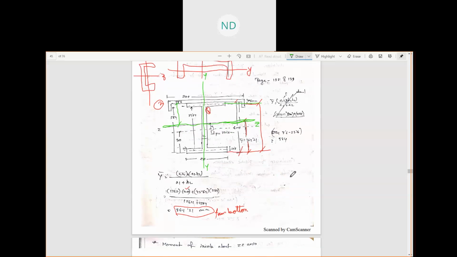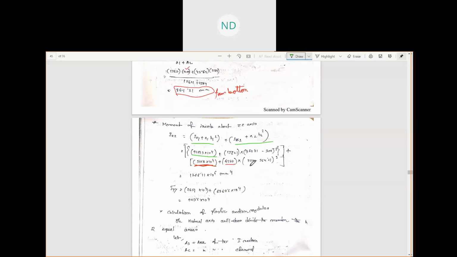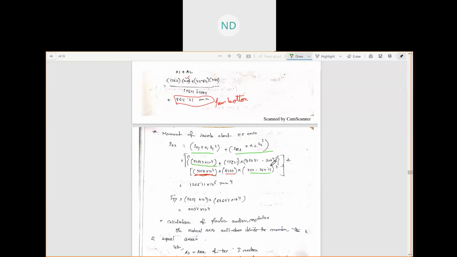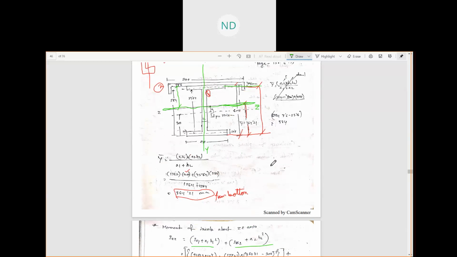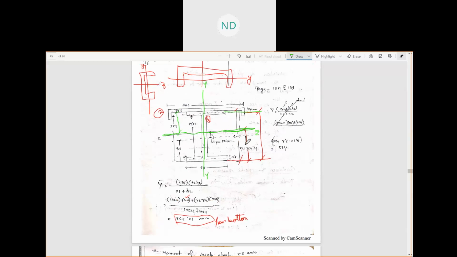Now you will see again here. You can find it in either way, however you want to find it out. I have done it in this way, but you can calculate it in the other way, but this must be correct. That is the distance between the CG of the entire built-up member and the CG of whichever member you are considering.